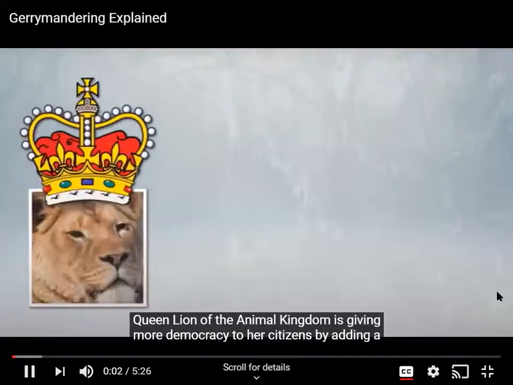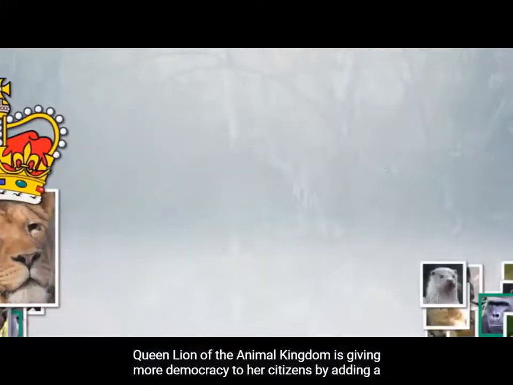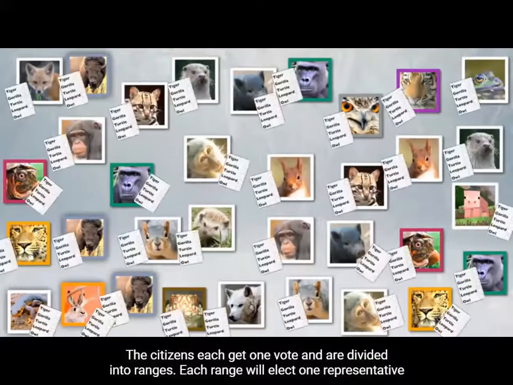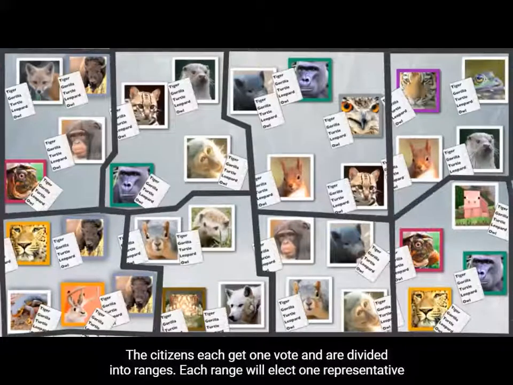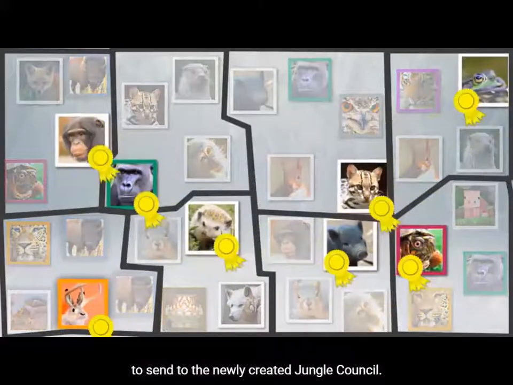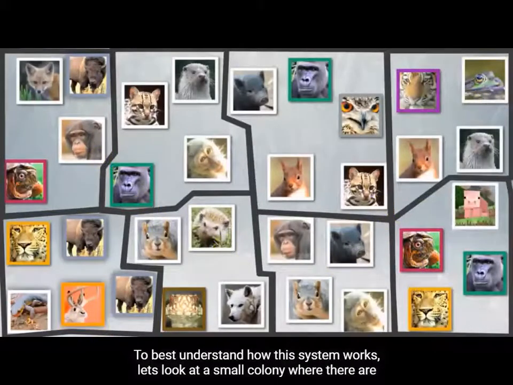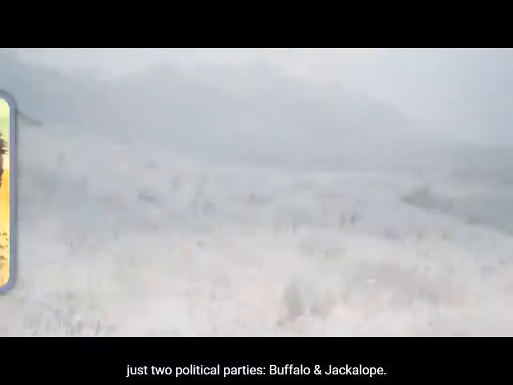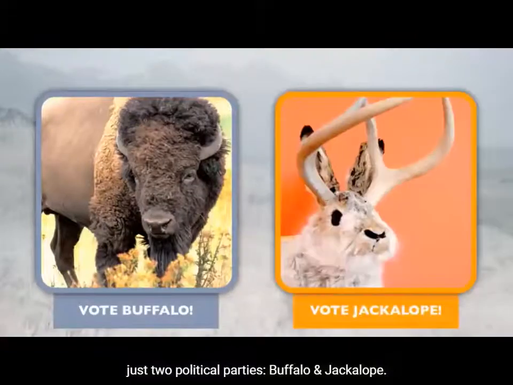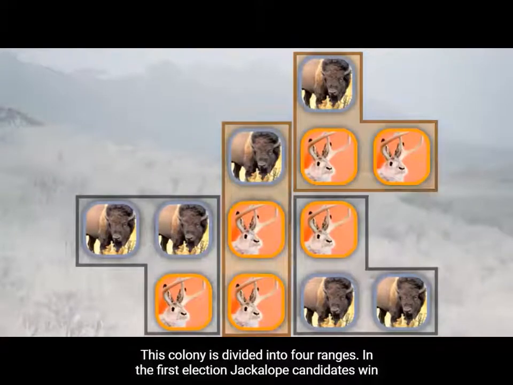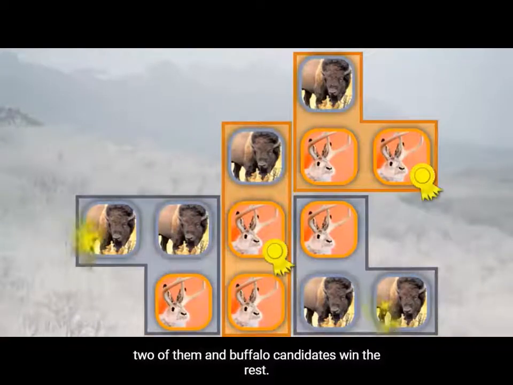Queen Lion of the Animal Kingdom is giving more democracy to her citizens by adding a legislative branch to the government. The citizens each get one vote and are divided into ranges. Each range will elect one representative to send to the newly created Jungle Council. To best understand how the system works, let's take a look at a small colony where there are just two political parties, the buffalo and jackalope. This colony is divided into 4 ranges. In the first election, jackalope candidates win 2 of them and buffalo candidates win the rest.